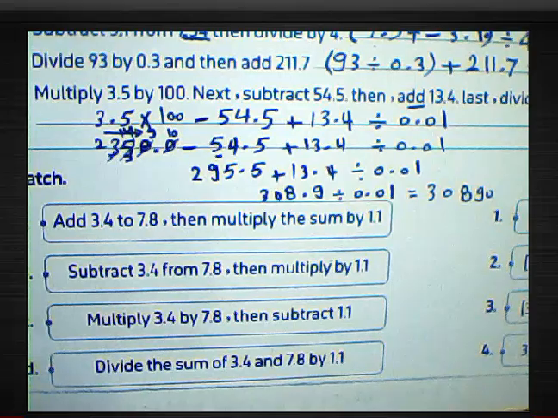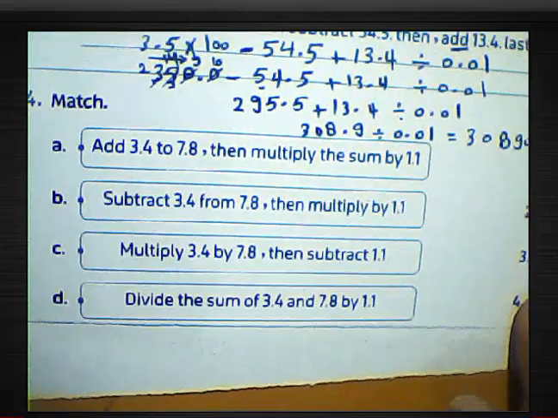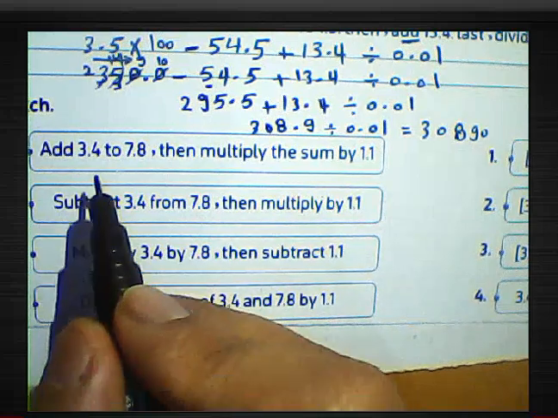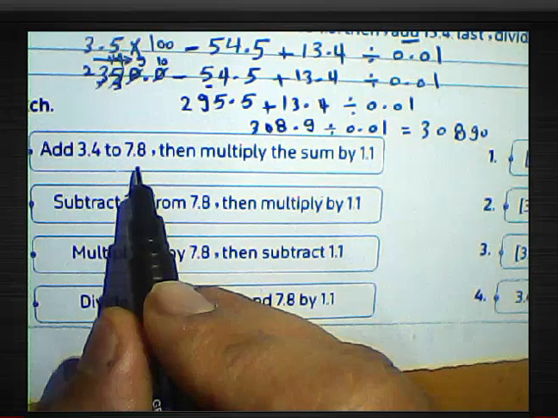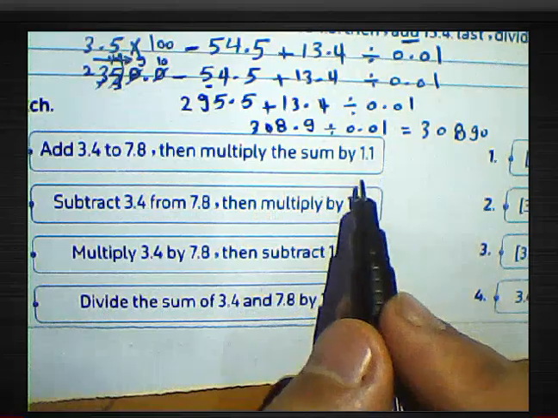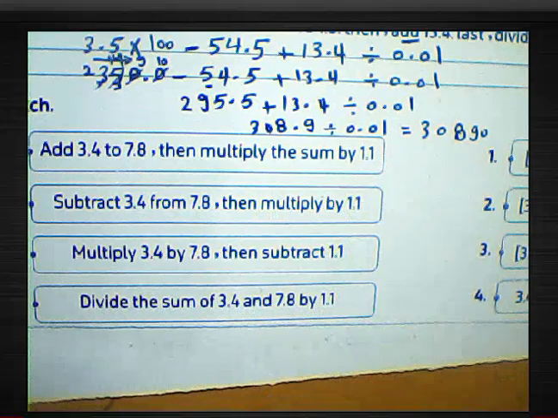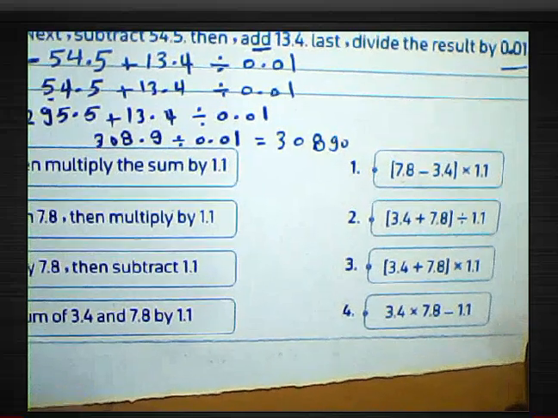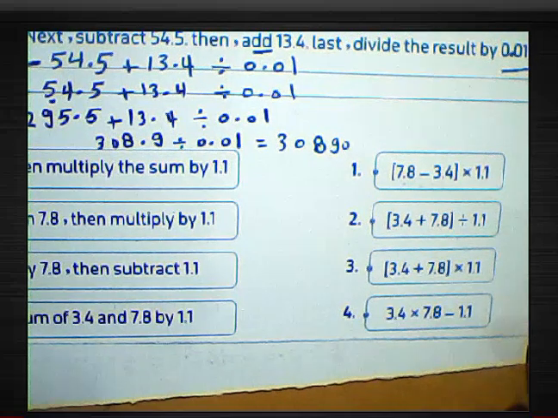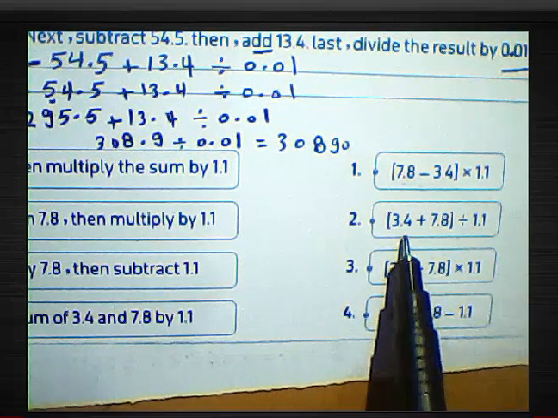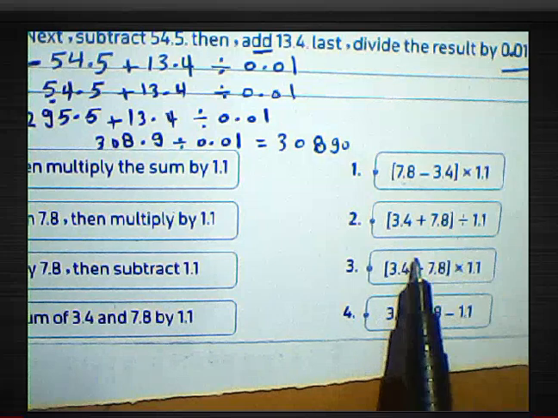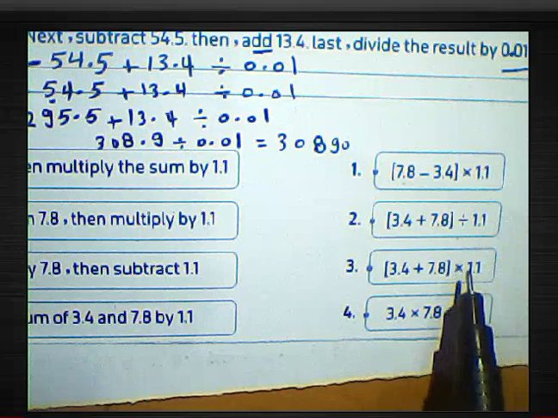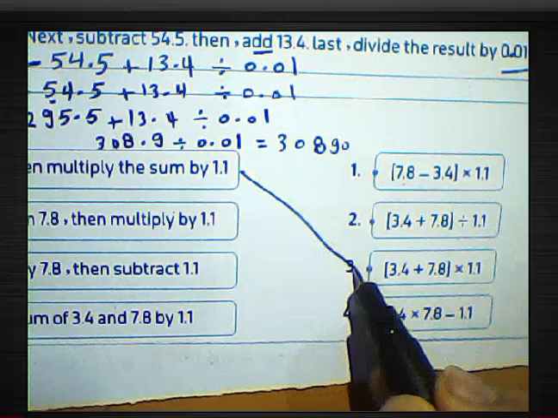Look at question number 4, match. Add 3.4 to 7.8, then multiply the sum by 1.1. Look here: add 3.4 to 7.8, then multiply by 1.1. We must choose letter C.